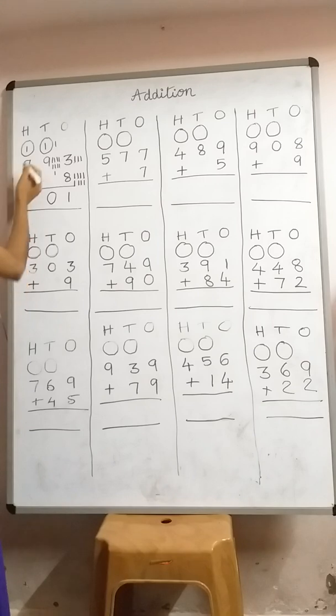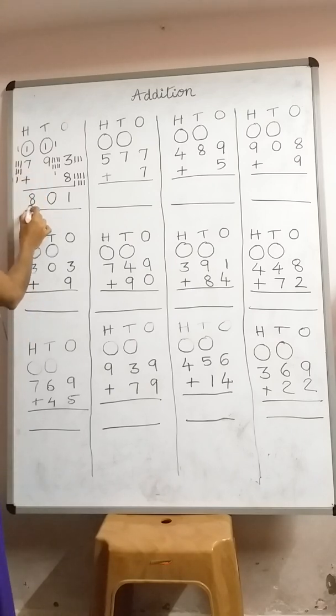Okay. Next, let us come to the hundreds place. Draw your 1 line, draw your 3, 4, 5, 6, 7 lines. What do you need to do now? Count the lines at the hundreds place. 1, 2, 3, 4, 5, 6, 7, 8. How many lines do we have? 8. So the answer is 801. So we have added 793 with 8. So what is the answer we got?